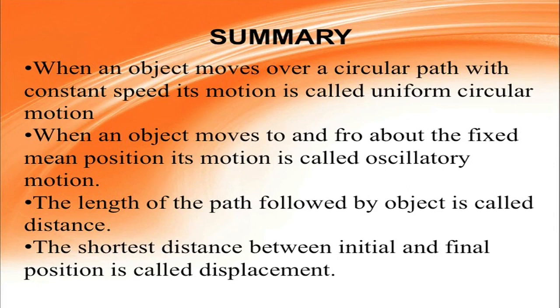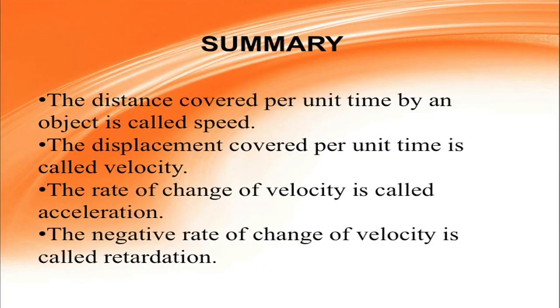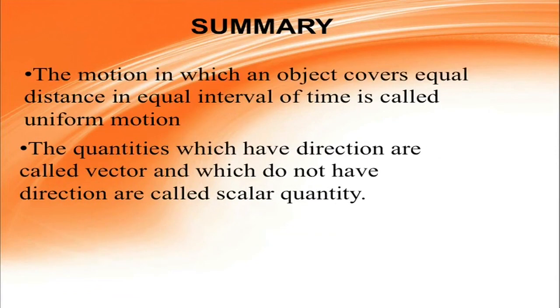The length of the path followed by an object is called distance. The shortest distance between initial and final position is called displacement. The distance covered per unit time by an object is called speed. The displacement covered per unit time is called velocity. The rate of change of velocity is called acceleration. The negative rate of change of velocity is called retardation. The motion in which an object covers equal distance in equal intervals of time is called uniform motion. The quantities which have direction are called vectors and which do not have direction are called scalar quantities.